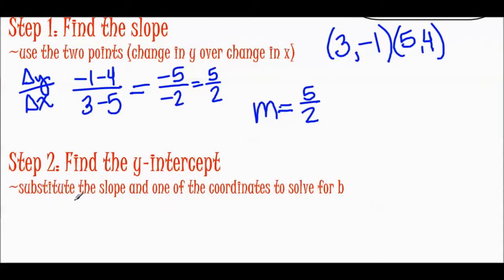Next is to find the y-intercept. And so what you would do then is you substitute the slope and one of the coordinates to solve for b. So I have the slope here, 5 over 2, and I'm going to pick one of the coordinates. I'm going to pick 5 and 4 just so I'm not having to deal with negatives. So I'm starting with that equation. Y equals 5 over 2. Oh, I'm sorry, I shouldn't have put y there. I should have put what that coordinate was. Okay, so we're going to put 4 equals 5 over 2, and then times x, which is 5, plus b, because I'm wanting to solve for b.